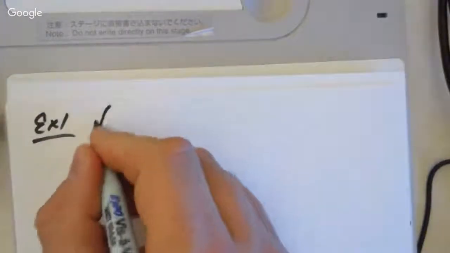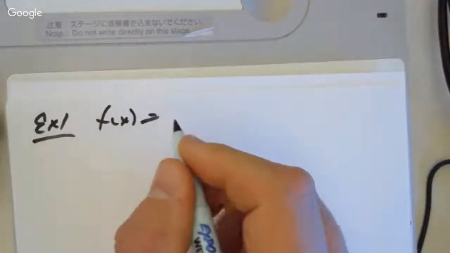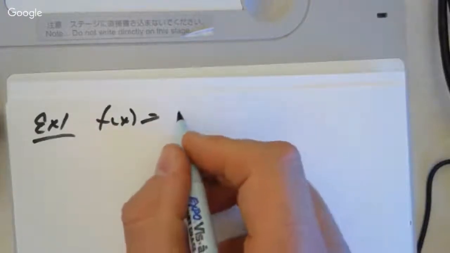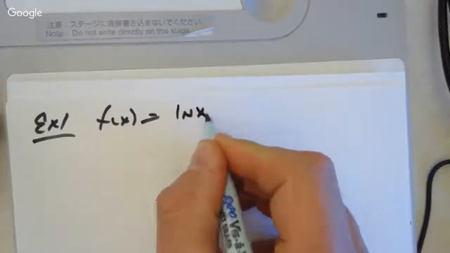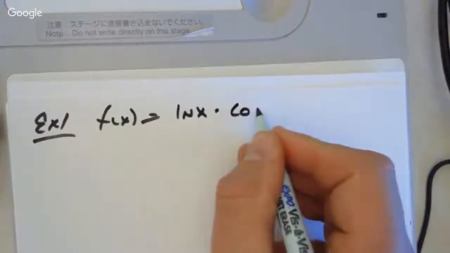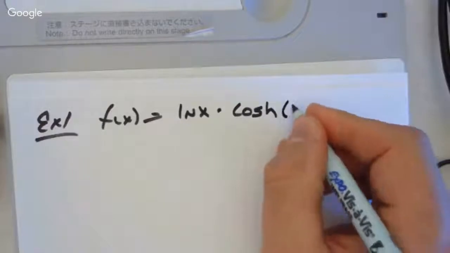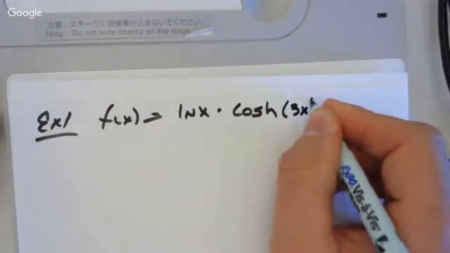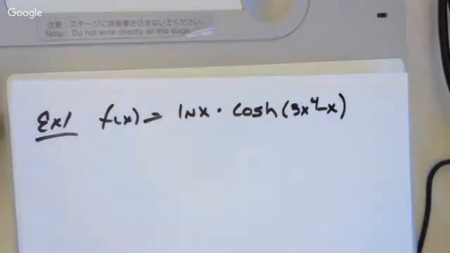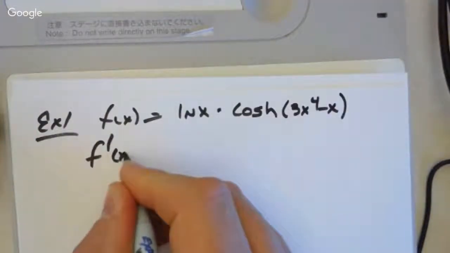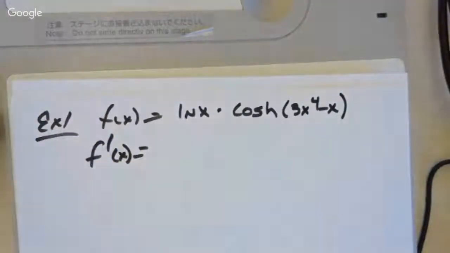So let's go for f of x is equal to, let's take a look. How bad should we do? Natural log of x multiplied by the cosine hyperbolic of 3x to the 4th minus x. And you got to find f prime of that there x. On your marks, get set.